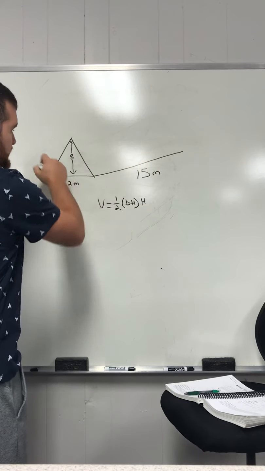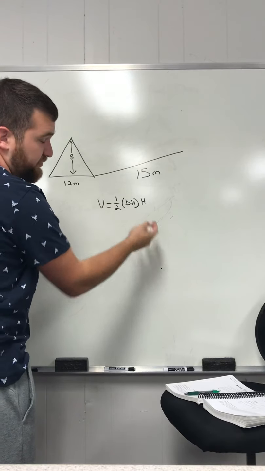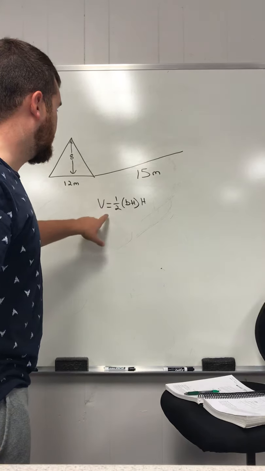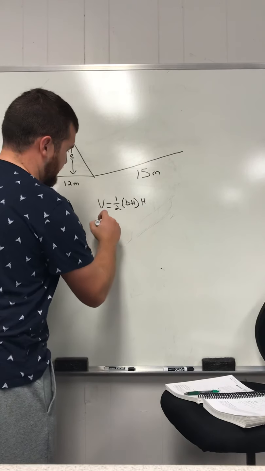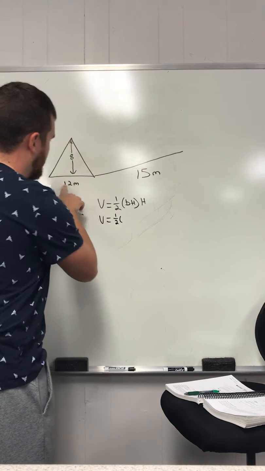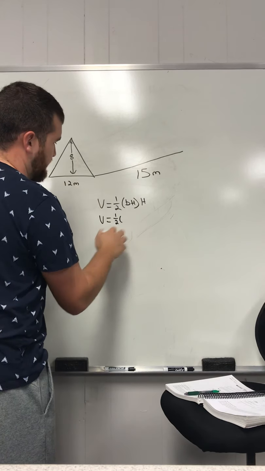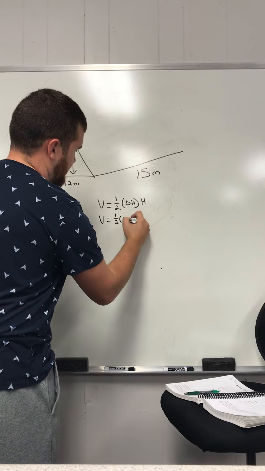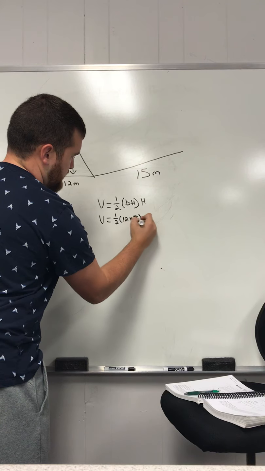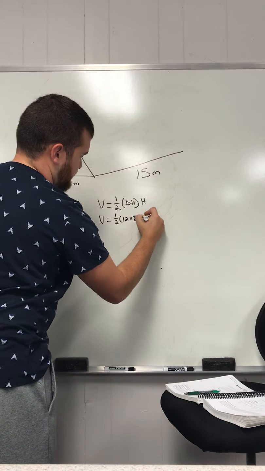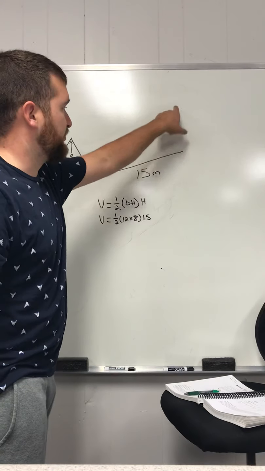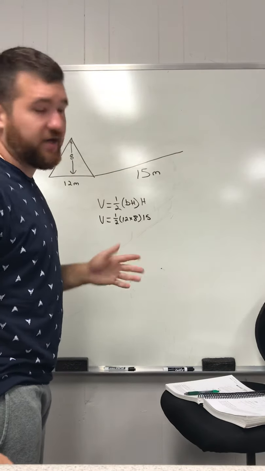If it was a square, it would just be V equals base times height. But since it's a triangular prism, we're going to go half. So you just plug the numbers in. V equals half. Your base is 12, so you're going to put 12 in here, times your height, which is 8, times your height, which is 15. Obviously on the problem there, the rest of it's drawn out, but I can't draw it out.